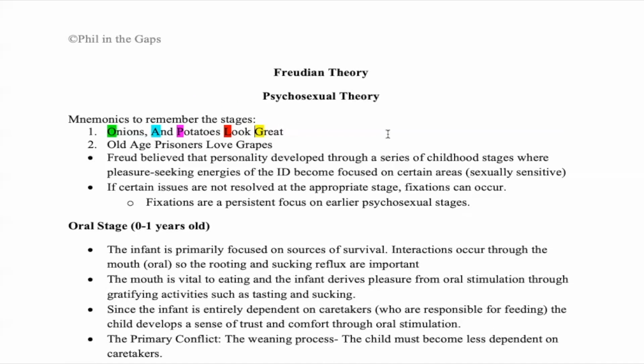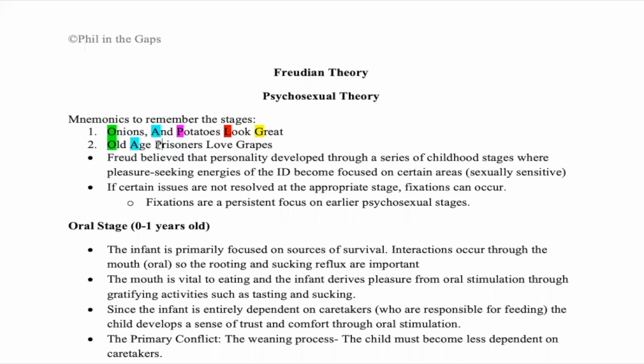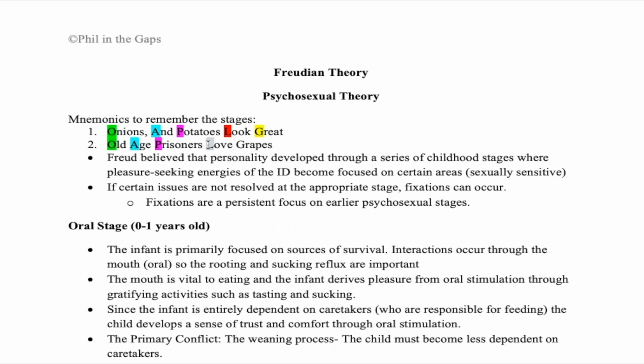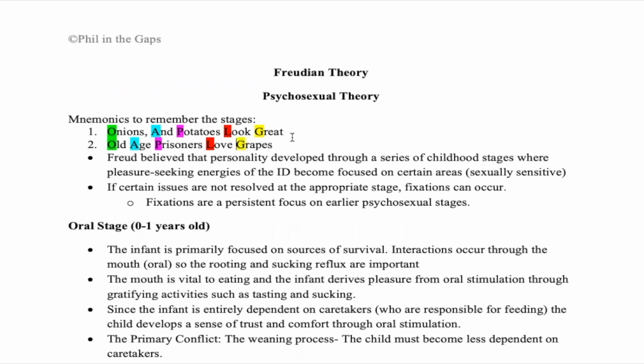Another one, if that one doesn't resonate with you, because some people don't like vegetables, that's a-okay. Old age prisoners love grapes, so they prefer fruit. So not going with the vegetables. So similar idea: old, oral, age, A, anal, prisoners, P, phallic, love, L, latent, and grapes, G, genital. So each of those can help you recognize and apply the stages when your back is against the wall in the exam.